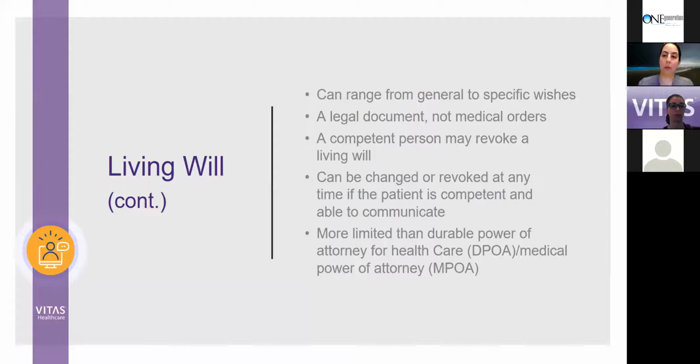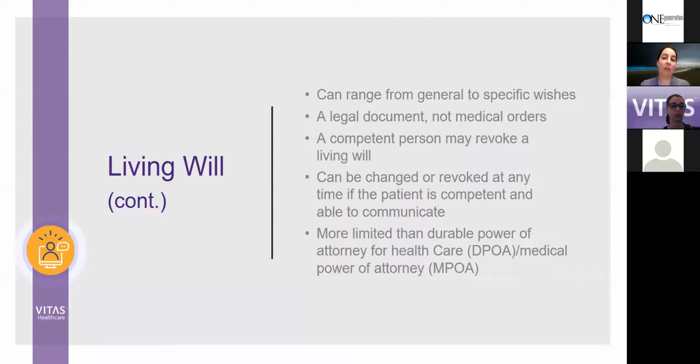A competent person, a person who's able to make their own decisions, can revoke their living will. This living will can be changed or revoked at any time if the patient is competent and able to communicate. It's more limited than the durable power of attorney for healthcare, though. The durable power of attorney for healthcare can essentially decide what medical treatments and options as they see fit, because they're the ones who would know the patient the best, given different situations, how that person's wishes would be interpreted.